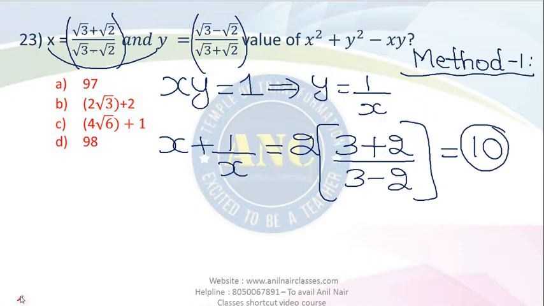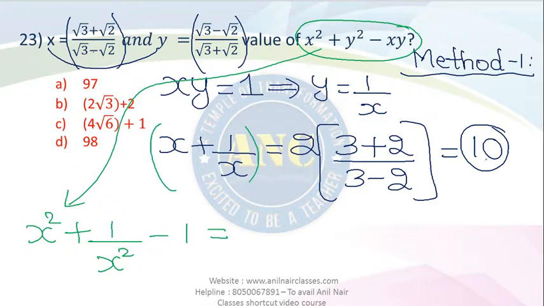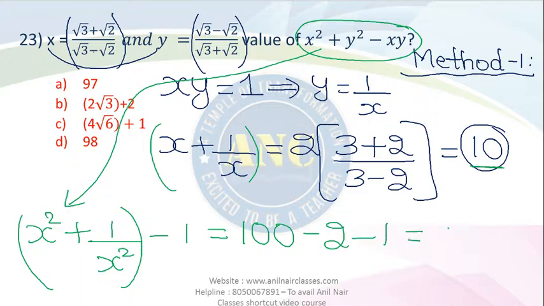Now what is it that they are asking you in this question? Very simple. They are asking you x square plus y square minus xy. x square plus y square is 1 by x square, minus xy is nothing but 1. So when I know that x plus 1 by x value is 10, x square plus 1 by x square will be 10 square minus 2. 100 minus 2, write this minus 1 as it is. 100 minus 3, the answer for this question is 97, which is nothing but option A.